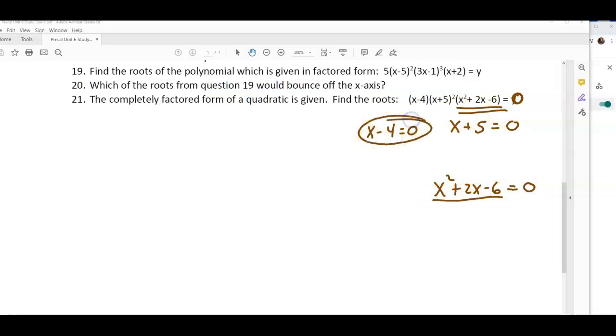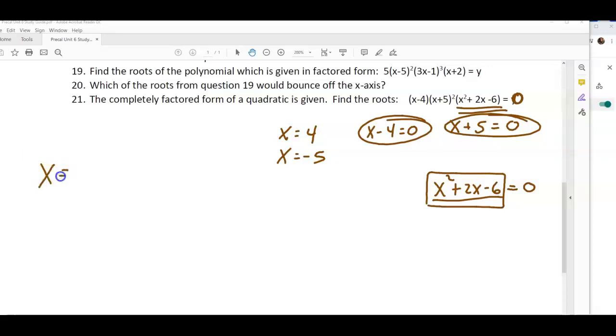We already know that we're just going to solve that by adding 4 on both sides. So we're going to get 4. And we're going to solve this one by subtracting 5 on both sides. So we're going to get -5. But this guy's a little bit different. For that one, since we can't factor it, the only way to solve it is with the quadratic formula.